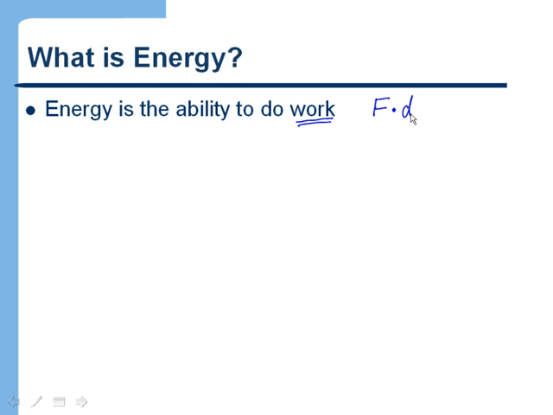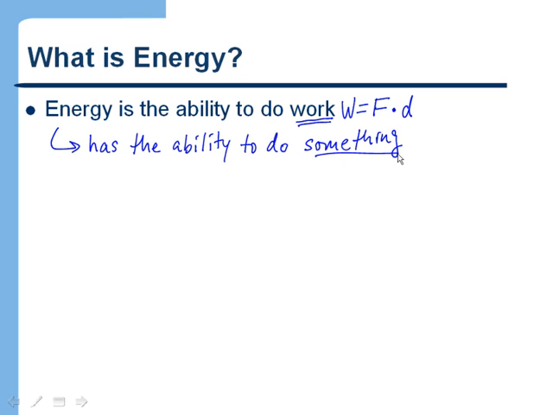So if I exert a force on an object and I exert that force while pushing the object through a distance d, then the work is just equal to the force times the distance. But when I think about what energy is, I'd like to think of it more generally as if an object has energy, it has the ability to do something. Okay? So specifically, really what it does is work, but let's just say something and see how that works as we look at some of the different types of energy.